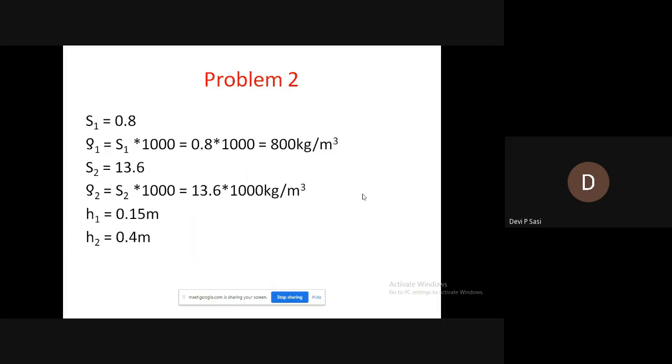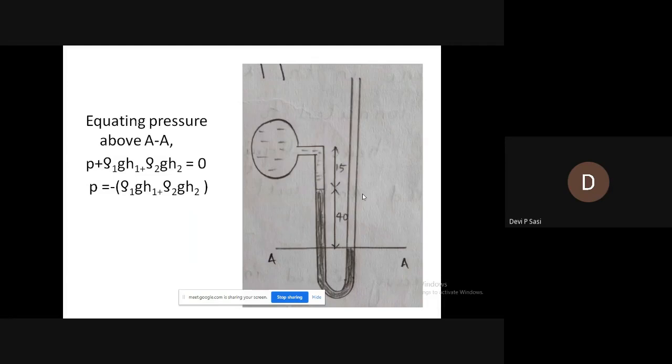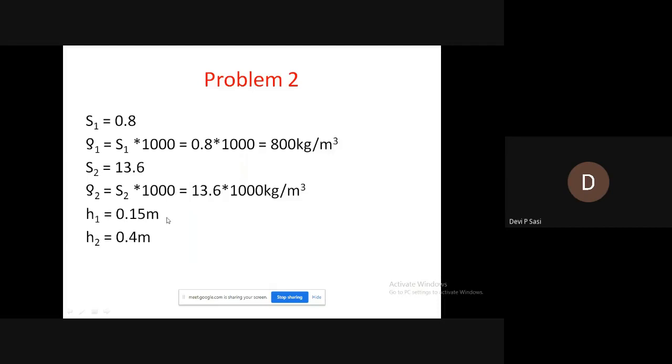Then what is H1? H1 is directly given in the question. H1 is the height of light liquid, which is 15 centimeter. Then what is H2? H2 is the height of heavy liquid, that is 40 centimeter. Now you have to substitute them in meters. So H1 becomes 0.15 meters and H2 is equal to 0.4 meter.